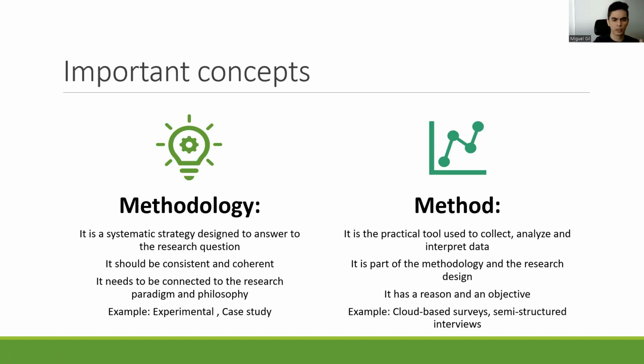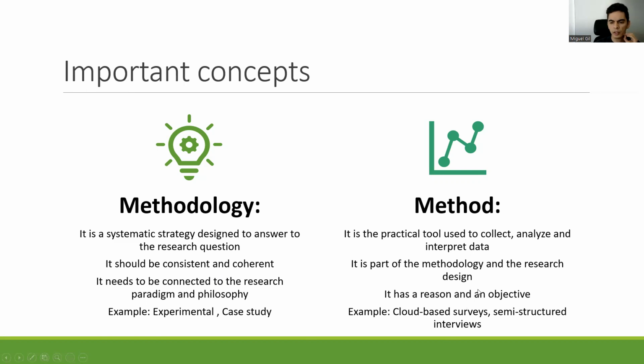And the method, so that was methodology, the strategy, like everything, the process, the system, right? But method is a practical tool that you use to collect, analyze, and interpret the data. It is a part of the methodology, right? So if the methodology is like a chain, a method is like each part of the chain, right?